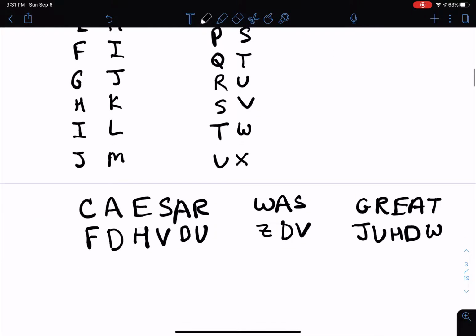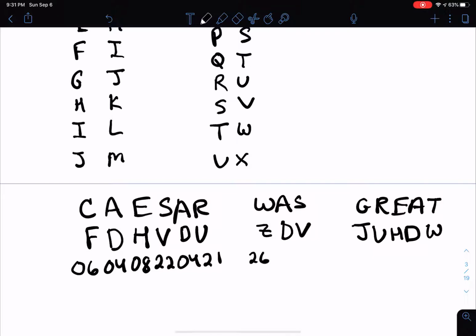So F would translate to 6, D would translate to 4, H would translate to 8, V would translate to 22, D would translate to 4, and U would translate to 21. So you could send that string of numbers. Z would be 26, D would be 4, V would be 22. And then J would be 10, U would be 21, H would be 8, D would be 4, W would be 23.